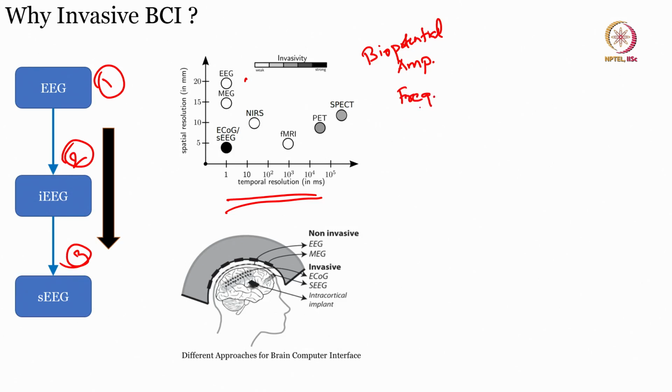Let us consider that 1 is EEG, which all of you know, 2 is iEEG, and third is my sEEG, stereo EEG. So, when I talk about biopotential in EEG, there will be a few microvolts. Again, when I say a few microvolts, it can even go below that.